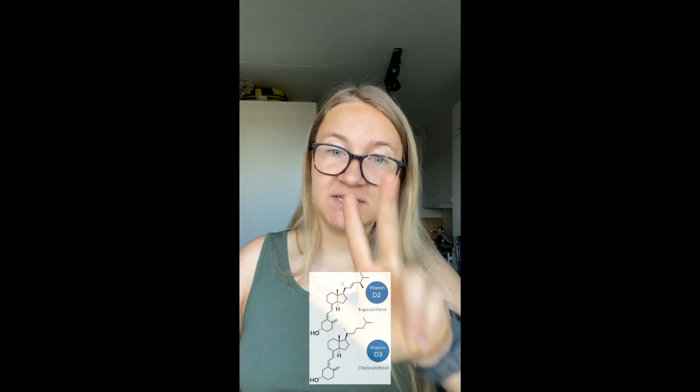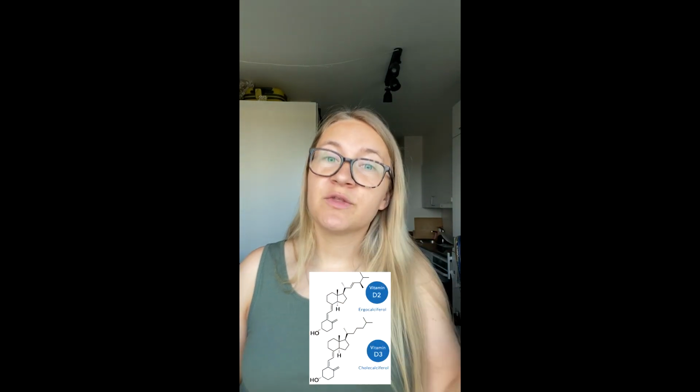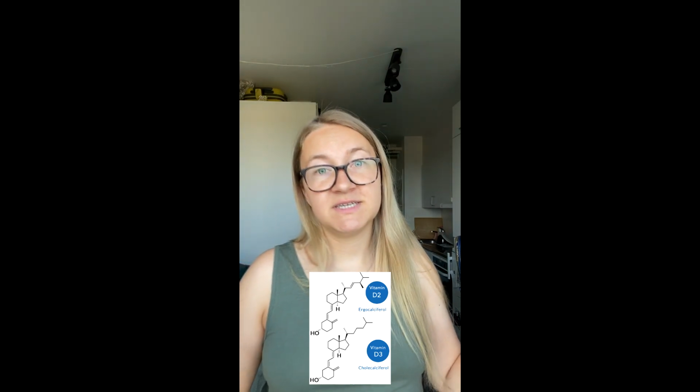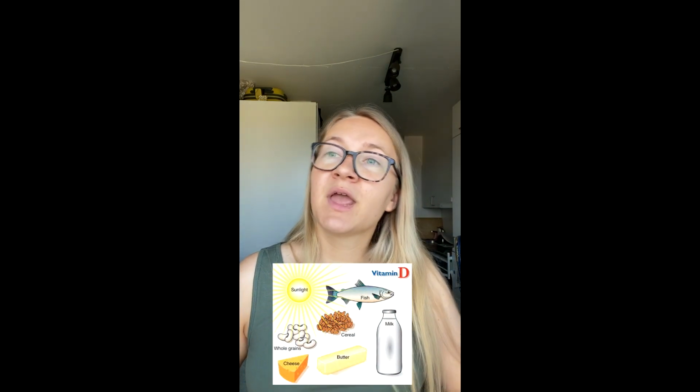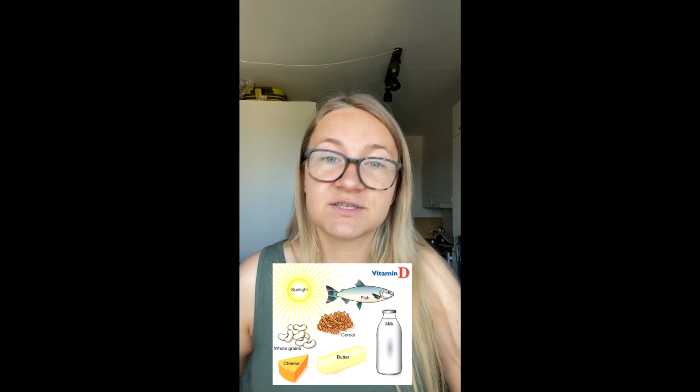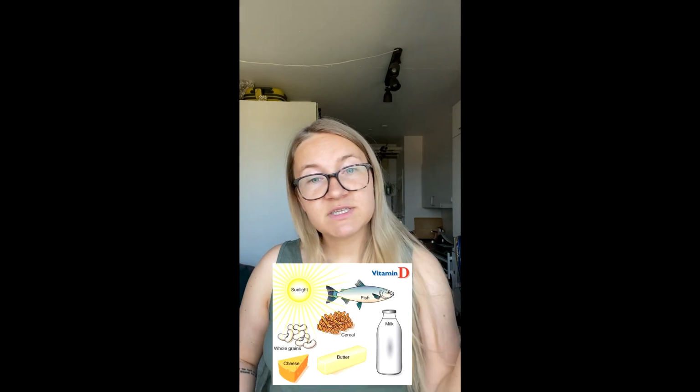Hello guys, today we're going to be talking about vitamin D and the absorption of it. There are two groups of vitamin D. One of them is called vitamin D2 and one of them is called vitamin D3. Vitamin D2 is called ergocalciferol and vitamin D3 is called cholecalciferol. Vitamin D2 is found in fish, the food that you choose to eat if it contains vitamin D. It's also found in stuff like certain mushrooms, whereas vitamin D3 is found in the sun.